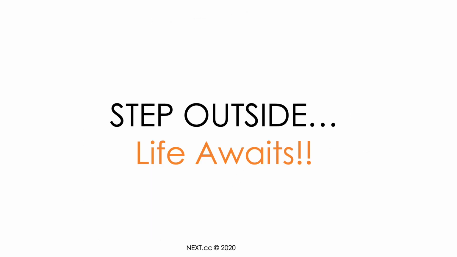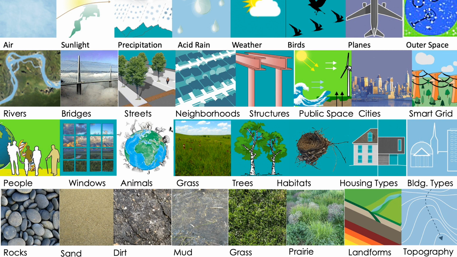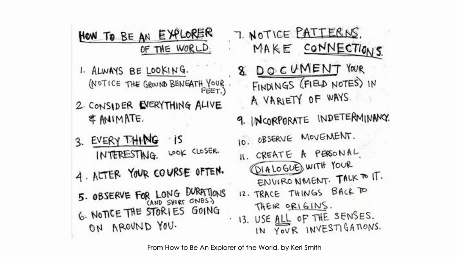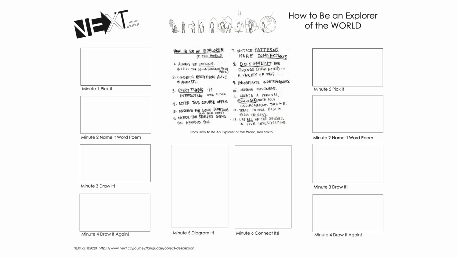So let's step outside. We're going to look down, we're going to look out, and we're going to look up. It's that simple. And we're going to ask that we become explorers of the world. One of my favorite books by Carrie Smith asks us always to be looking, consider everything alive and animate and interesting, create a dialogue with what we're looking at, talk to it, document it, notice patterns.